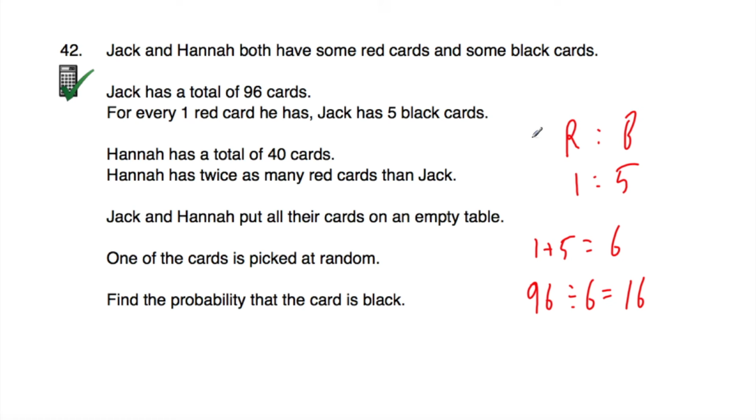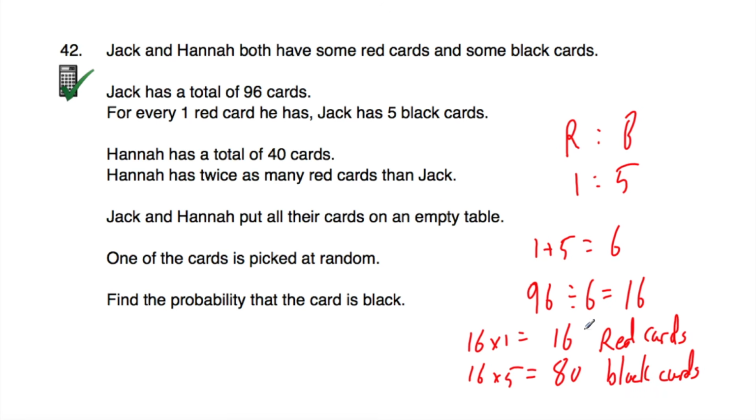We're now going to multiply it by the parts in the ratio. We're going to do 16 times 1 and 16 times 5. So 16 times 1 is equal to 16, so he's got 16 red cards. And 16 times 5, because that's the black number in the ratio, is equal to 80. So he's got 80 black cards.